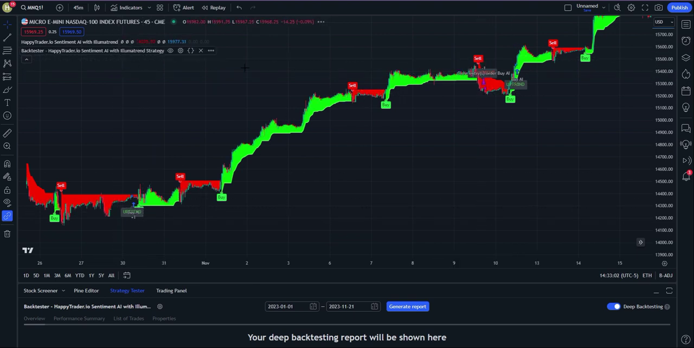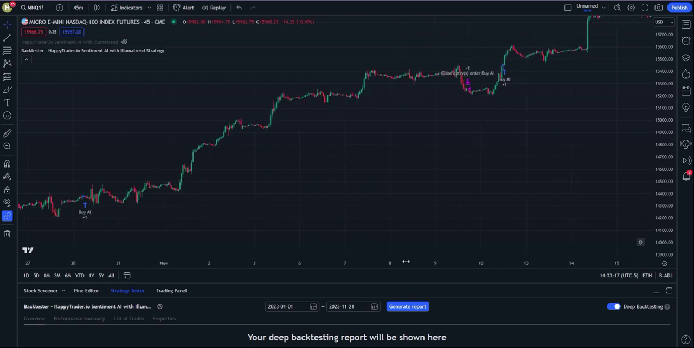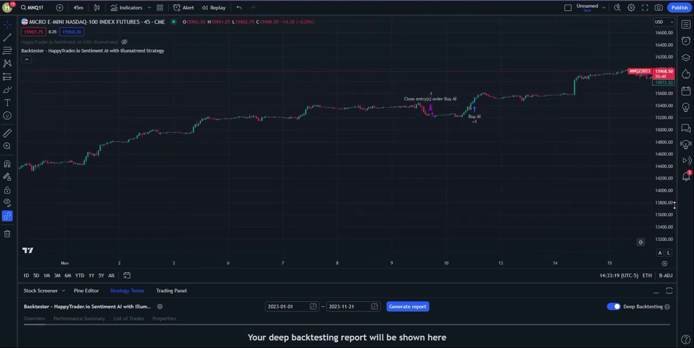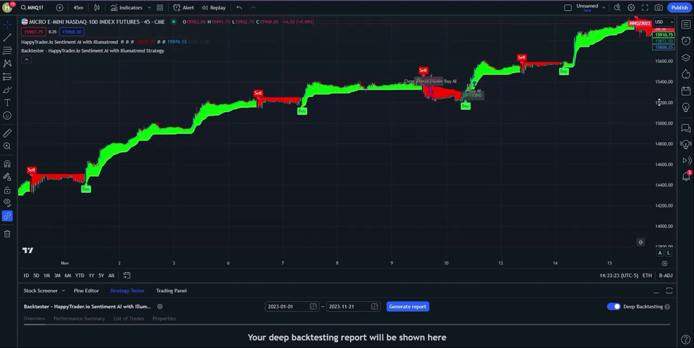And we will be doing some short and some ones where we go both ways and explore what is possible with Happy Trader Sentiment AI with the Lumatrend, which is our indicator. And you can see that with just the backtest up, you really can't see much of what's going on with the market. But as soon as we launch our indicator, we are good to go.